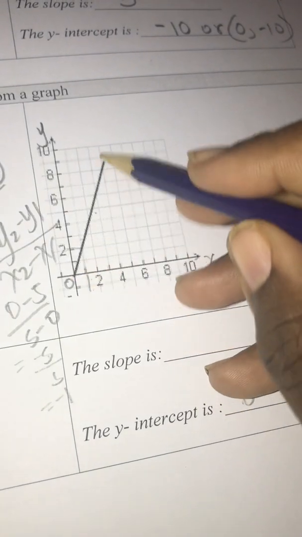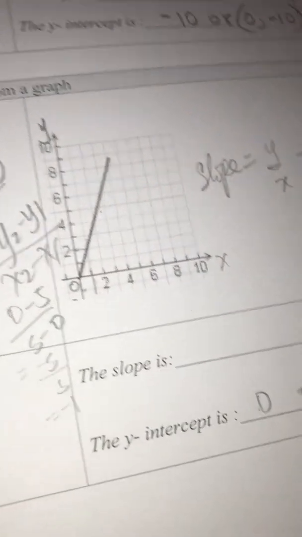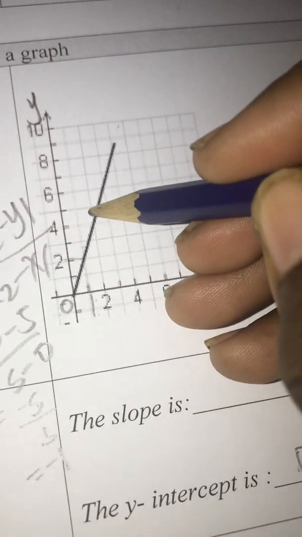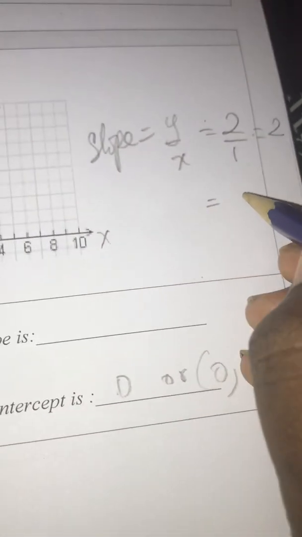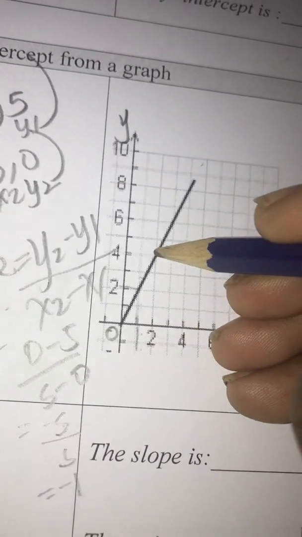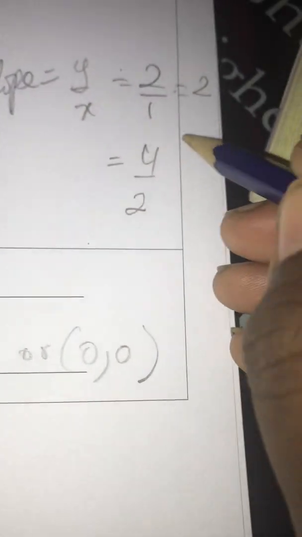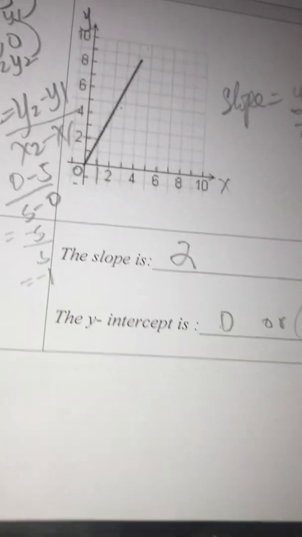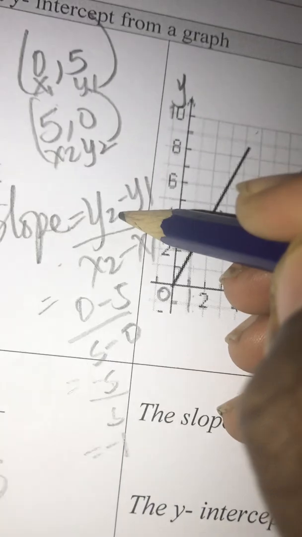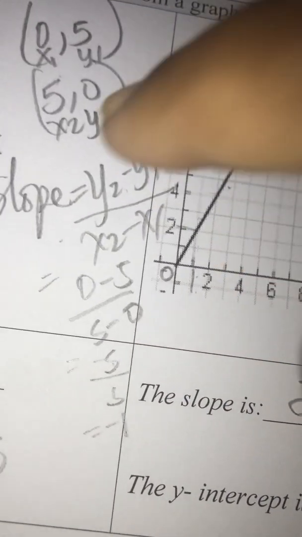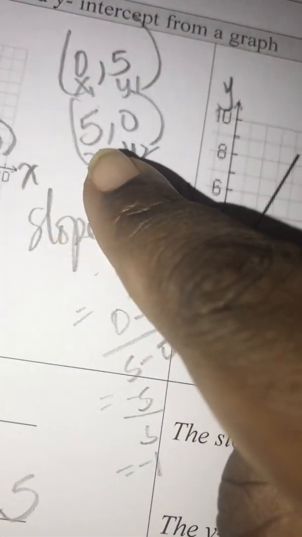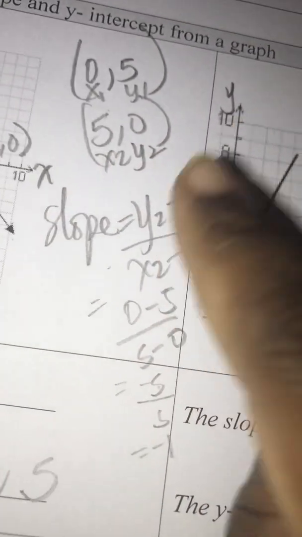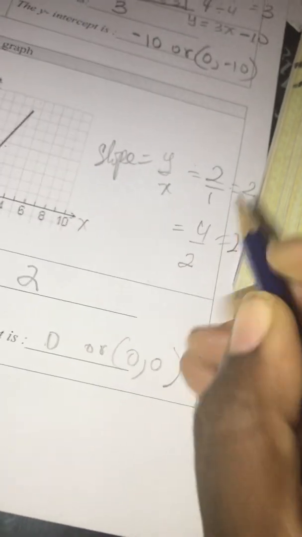How do I know I am correct? Because my line is going up. If I chose 2, I would have done 4 over 2. Why? 2 on x, 4 on y. That still gave me 2. So my slope is 2. If I am not sure, then I do the formula. I pick 2 points, label them x1, y1, x2, y2, and do the formula. I should still get 2. Okay?